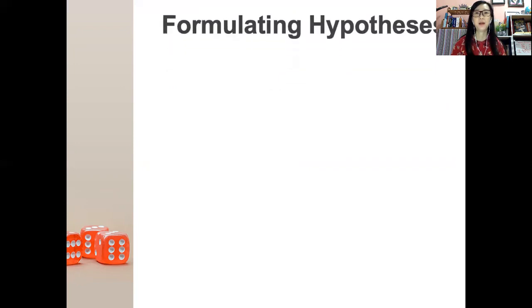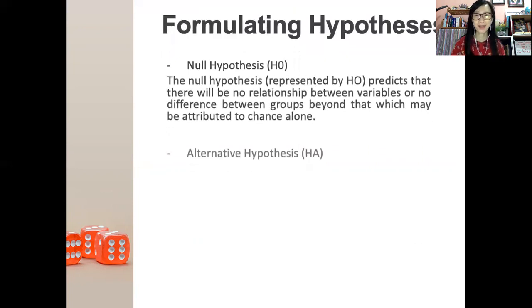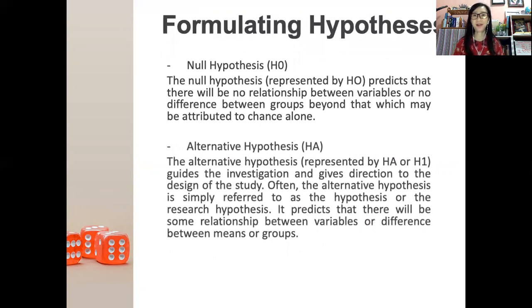Okay, so further on, we have two more concepts of hypothesis, namely the nil hypothesis, or H0, and the alternative hypothesis, or HA. So the nil hypothesis, from the name, you know that it predicts that there will be nil, zero, no relationship between variables, or no difference between groups. And if there's a difference, the difference may be explained by chance.